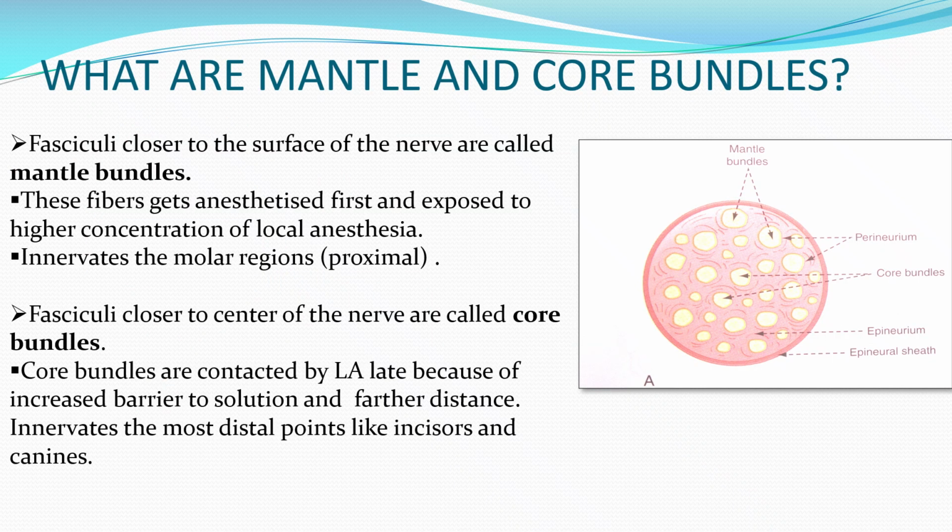Now, what are mantle and core bundles? Fasciculi which are closer to the surface of the nerve are called mantle bundles, and the innermost fasciculi which are inside the nerve are called core bundles. Initially, when the local anesthesia is given, the mantle bundles get anesthetized, whereas the core bundles are reached later by the local anesthesia. Because of the increased barrier to solution and its location at the farthest distance, it takes some time for the anesthesia to take over.